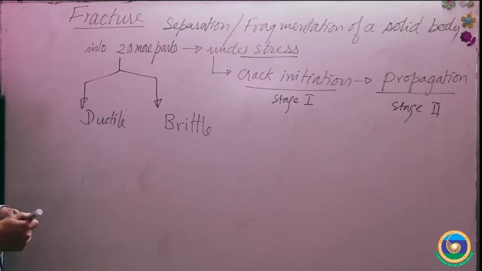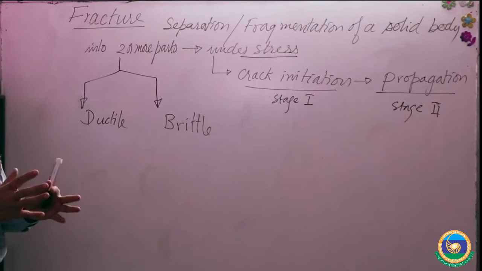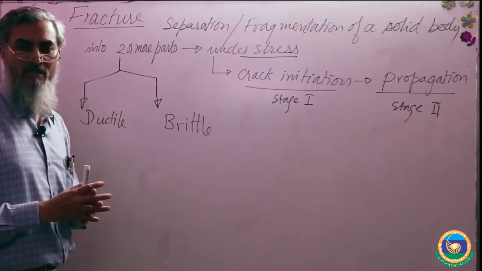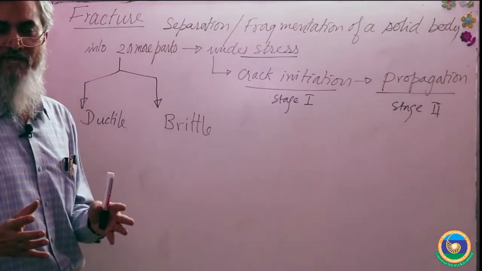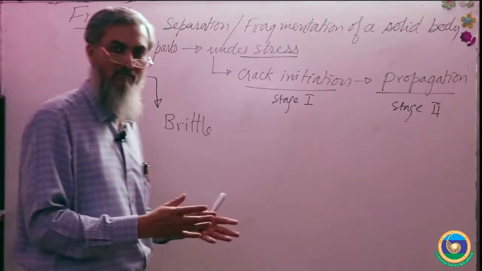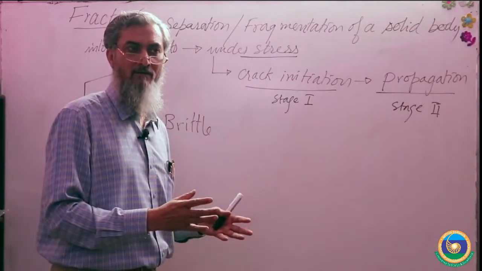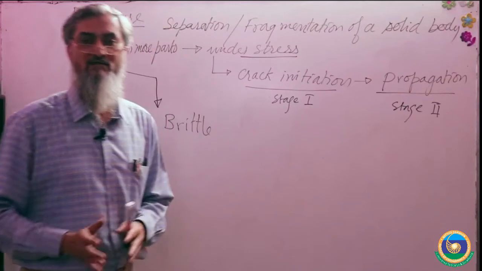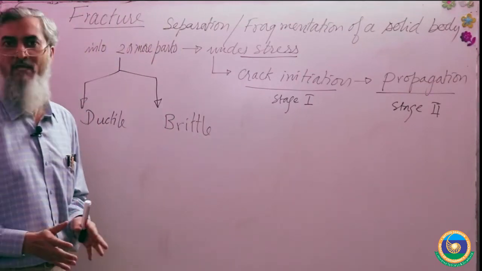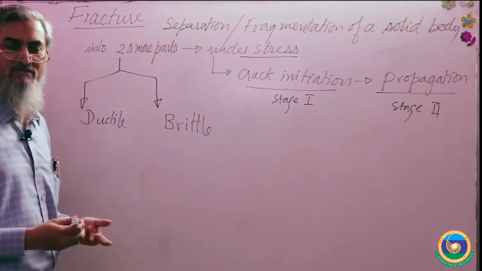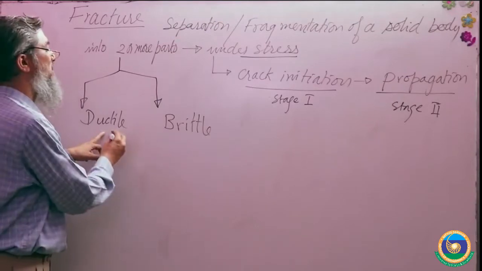Actually, ductile fracture is the type of fracture. It does not necessarily mean that a ductile material cannot fracture in a brittle way, and a brittle material cannot fracture in a ductile way. So the modes of fracture are two, ductile and brittle.